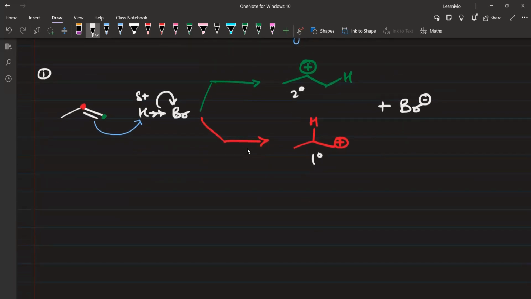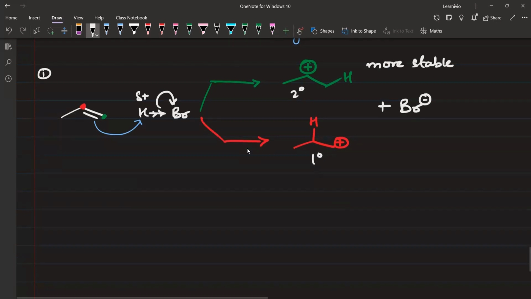That is why it is going to undergo the rest of the reaction. Or rather, I should say more stable. And since this is more stable, this carbocation will be formed in a very large amount and this will proceed to the further reactions.